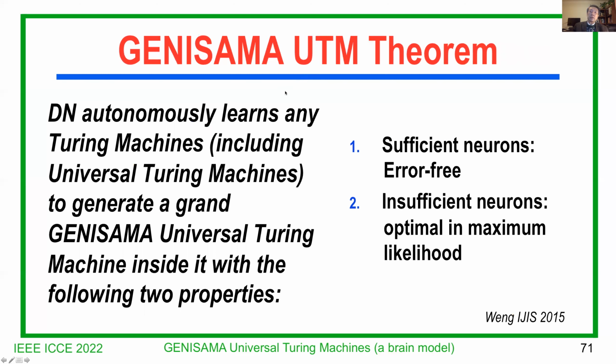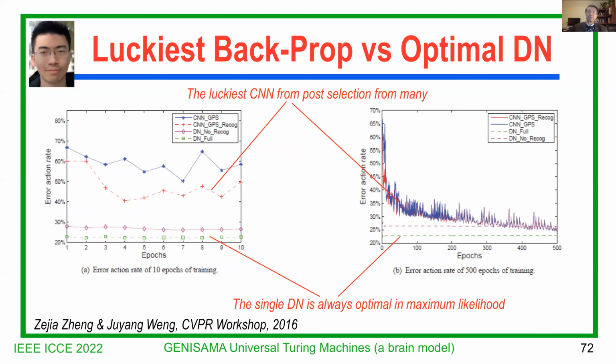The Genesis universal Turing machine theorem says that DN autonomously learns any Turing machine, including the universal Turing machine, because a universal Turing machine is just, you don't need to change the definition. Only the transition function is different. A universal Turing machine is a Turing machine that generates a universal Turing machine inside it with the following two properties. First, if you have sufficient neurons, it's error-free. If you don't have sufficient neurons, then it's optimal in the maximum likelihood sense. So it's optimal. It solves the local minima problem.